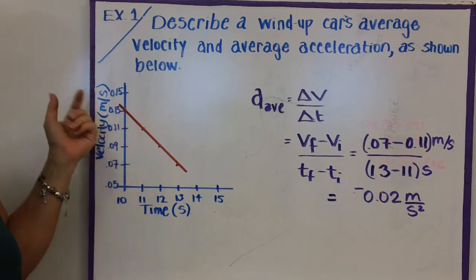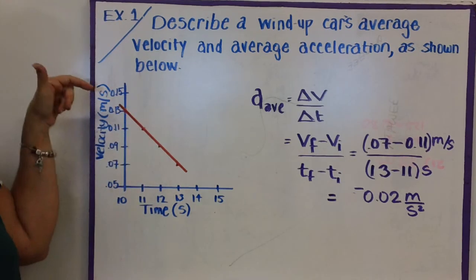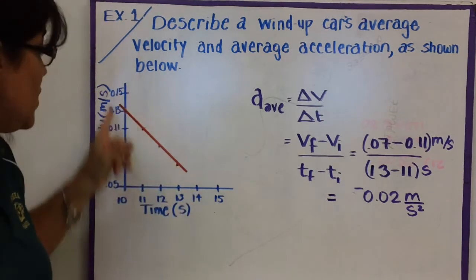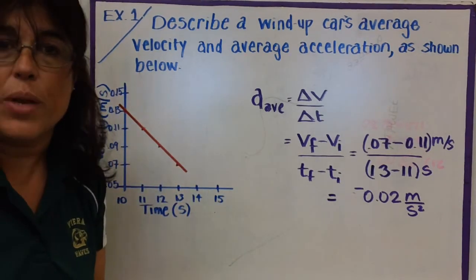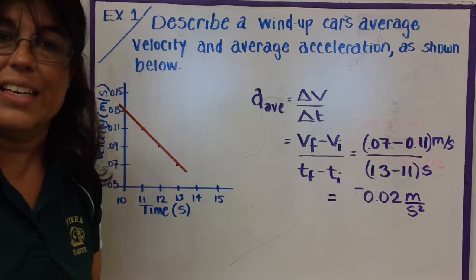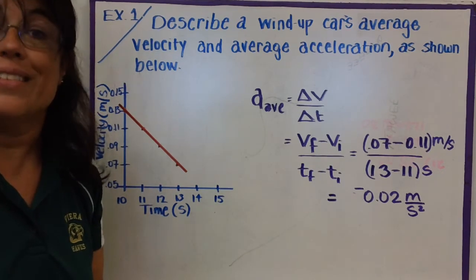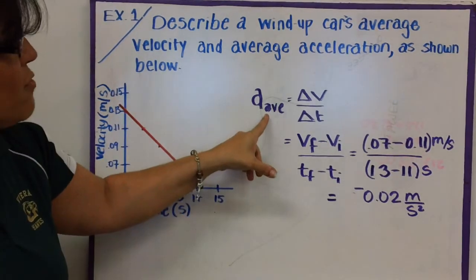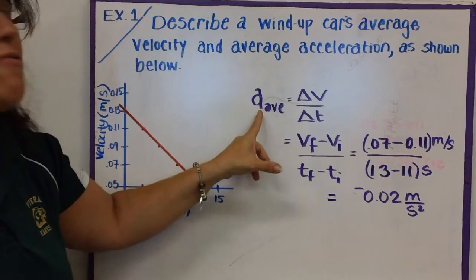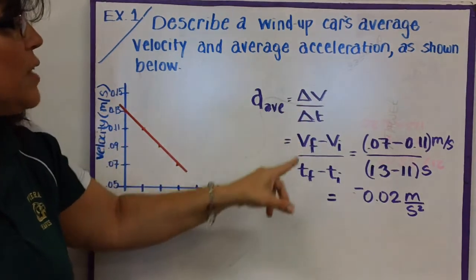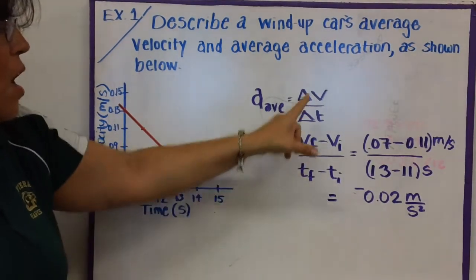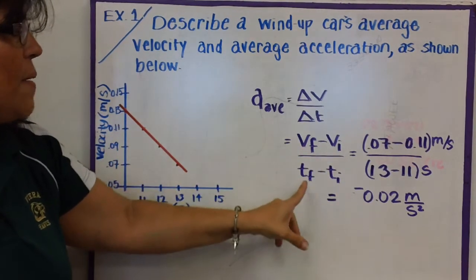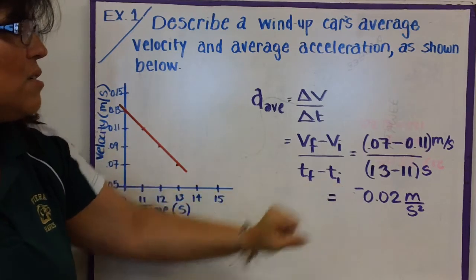Right now I can look at the slope of this curve, and it is negative. That tells us right away that the slope of the velocity-time curve is the acceleration. Acceleration is negative, which means it's slowing down. So let's get an actual number for that. The average acceleration is your change in velocity over change in time. Our change in velocity is our final velocity minus our initial velocity, over our final time minus our initial time.